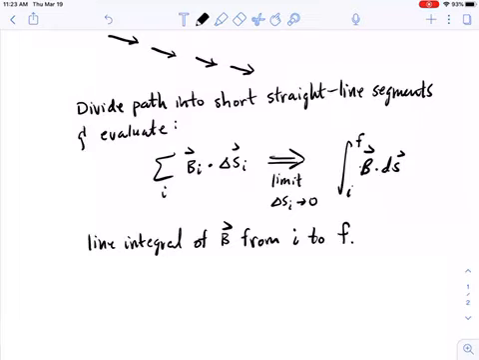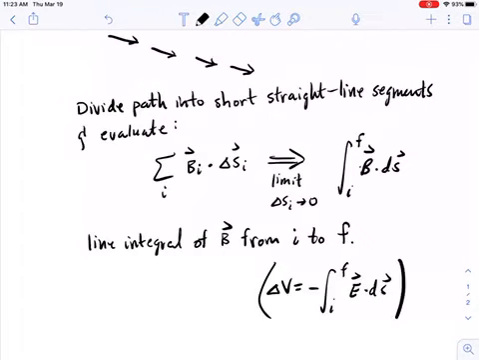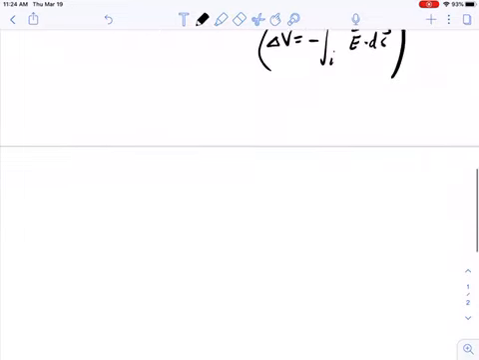We've done calculations like this for the electric field. For the electric field, when we calculated E dot ds, that told us the change in electric potential, or the change in voltage, except there was a minus sign in front of that. So we've done those types of calculations. So let's do this calculation for a special case.